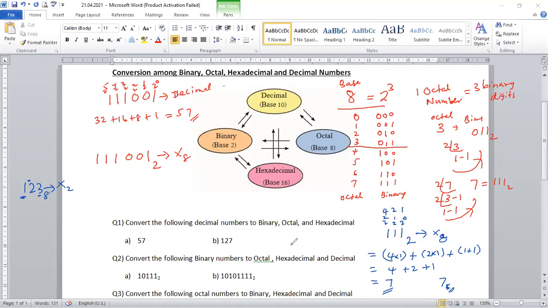How can you do this? Now here you have seen 4, 2, 1. So that means these are binary numbers. These are the values when it comes to octal. 4, 2, 1.